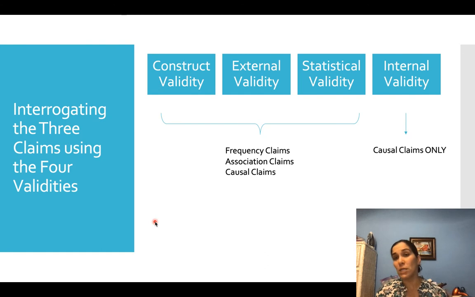Okay, so now that we talked about the 3 claims, we're going to move on to how to interrogate these 3 claims using the 4 validities. And you may remember these 4 validities from 3510. They are construct validity, external validity, statistical validity, and internal validity. The first 3, construct, external, and statistical, are true for all 3 claims: frequency, association, and causal. And internal validity is specific to causal claims.